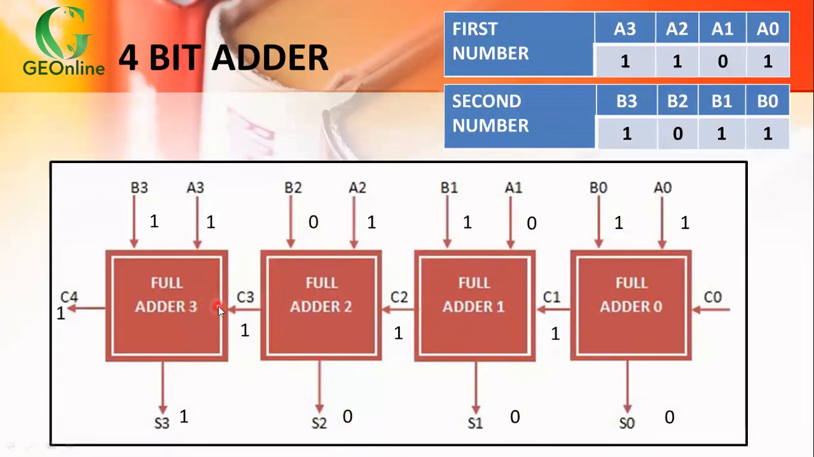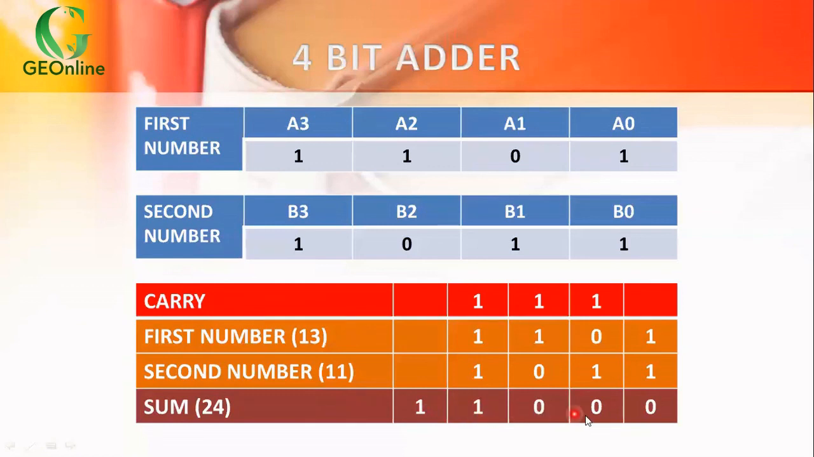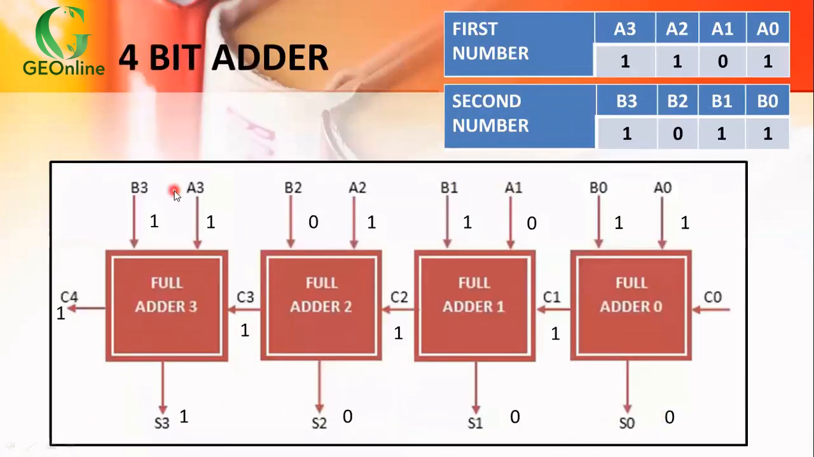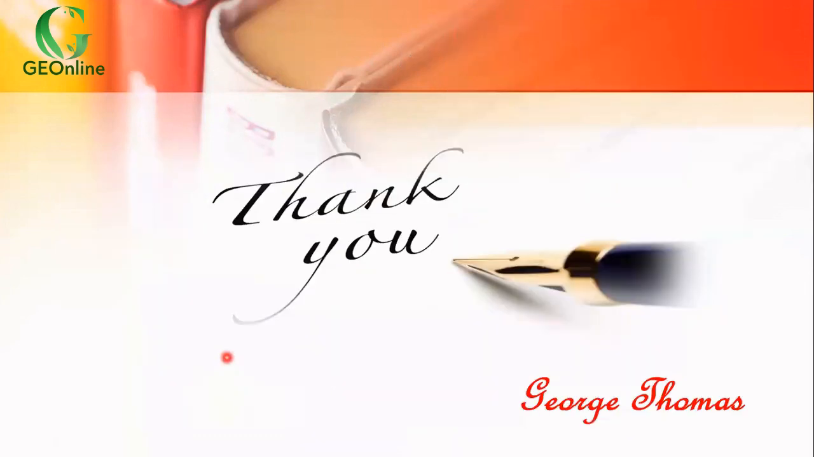For the next full adder, C3 is an input, then the last inputs A3 1, B3 1. Therefore 1 plus 1 is 10, plus 1 is 11. So sum is here 1 and carry is equal to 1. Therefore total result is 11000. That is here 11000. So this is a 4-bit full adder which you can use to add 4-digit binary numbers.